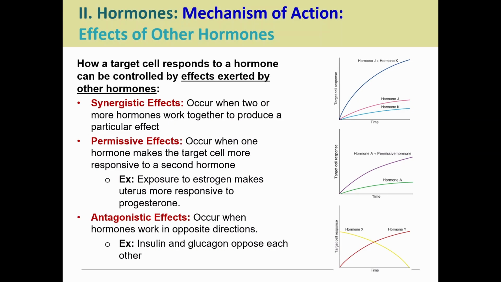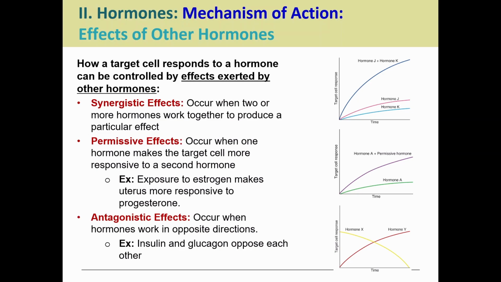Sometimes you have two or more hormones that work together. We see that up here at the top. We see hormone J and K. If you just have hormone J, you get a response. If you just have hormone K, you also get an OK response. But when you have J and K together, whoosh, much bigger response. So it's synergistic. The two hormones work together to produce a bigger effect than either hormone can cause by themselves.